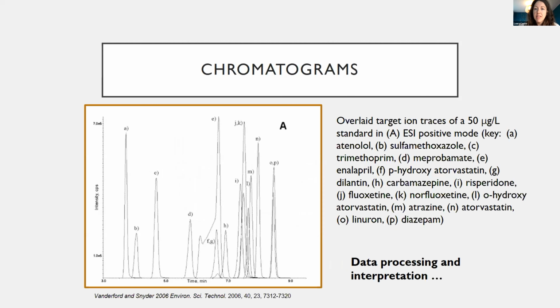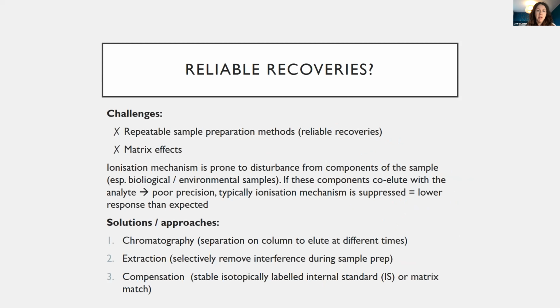So this is just to demonstrate the output that you would typically get from a mass spectrometer. This is a target ion trace of a spiked pharmaceutical standard. And what you now need to do is to process and interpret your samples. So a major challenge in analytical chemistry is the development of repeatable sample preparation methods that give you acceptable and reliable recoveries that can guarantee the correct representation of your result.